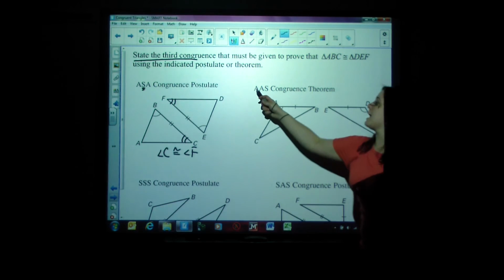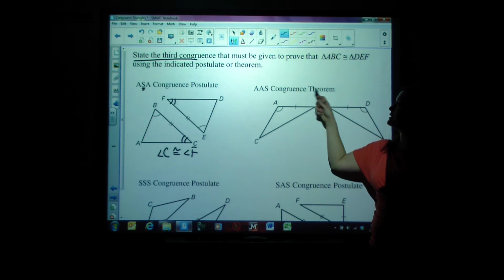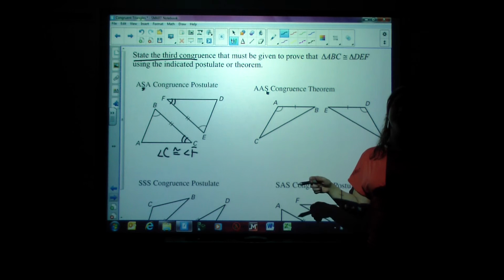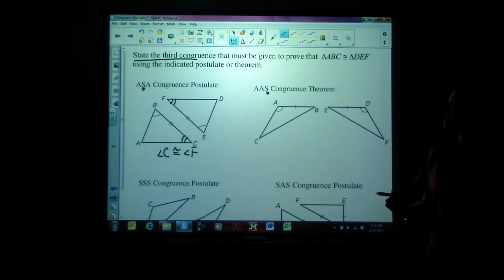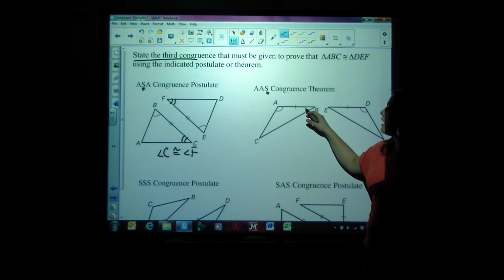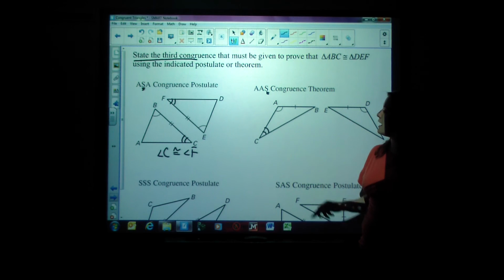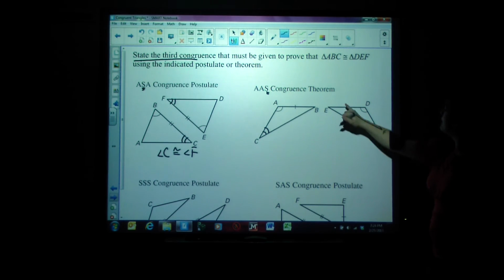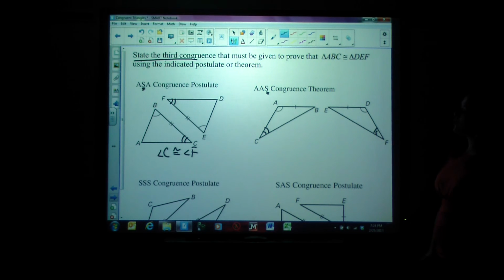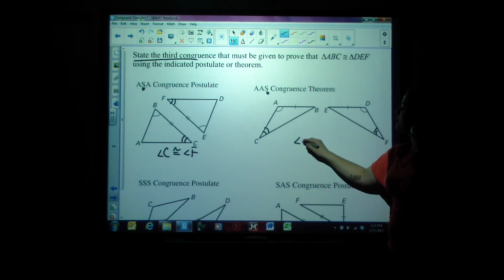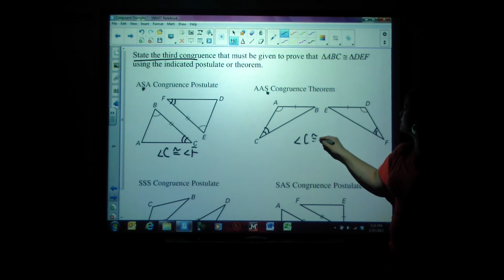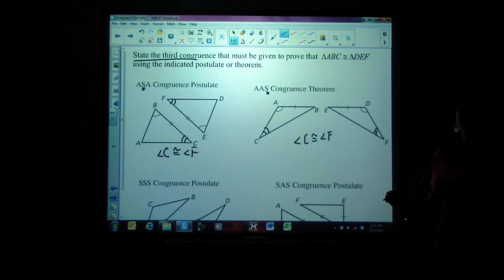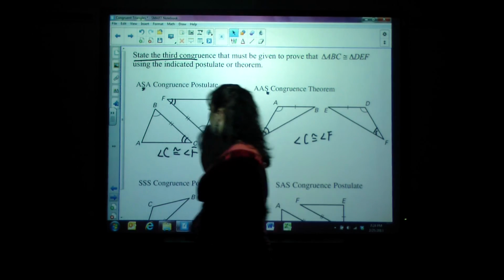This one wants the angle, angle, side congruence theorem, meaning the side is not included this time. It's not in the middle. It's left out on its own. So this time, we don't want to include the side. We want it to be left out. So we want to come down here so we have an angle, angle, and a side not included. Same with this picture. And it just so happens with the way they're labeled that, again, we would need to prove angle C is congruent to angle F. Okay, two more.